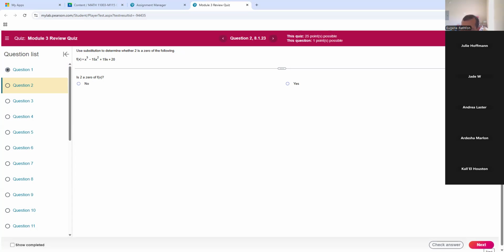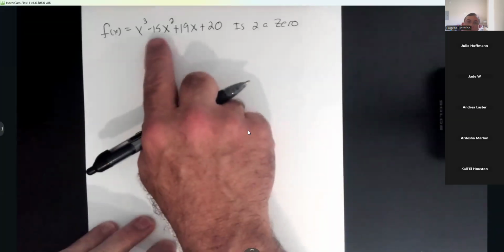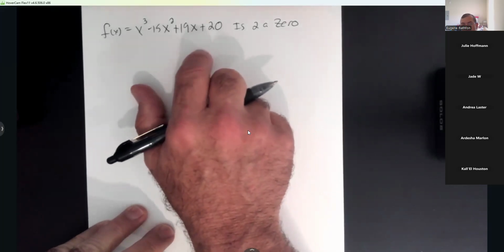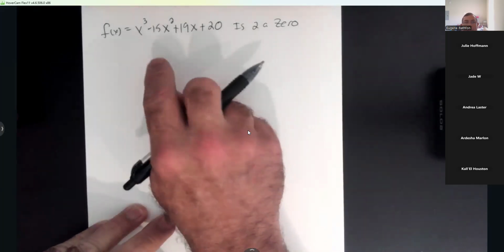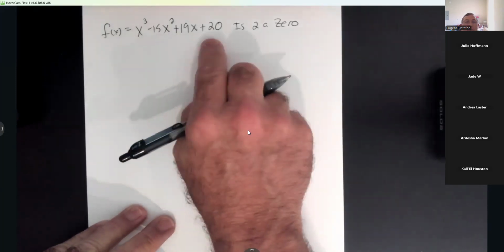Hey, y'all, I'll write this one out. What I got, f of x equals x to the third minus 15x squared plus 19x plus 20. And they want to know, is 2 a 0? I just want to share my pad. So really, y'all, there's two ways to do this one. But I'm going to do it the synthetic way, synthetic division. Now, you could plug a 2 in for everything and see if you get a 0 or not, okay? But since we learned about synthetic division, I'm going to use it.